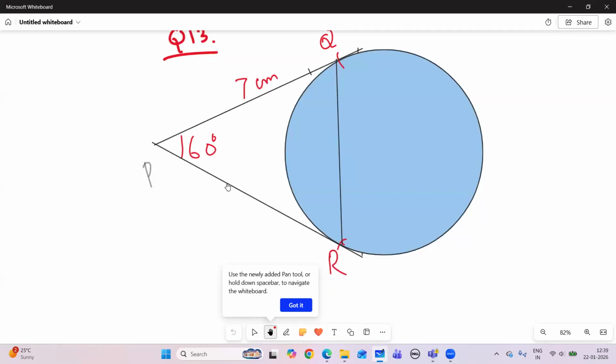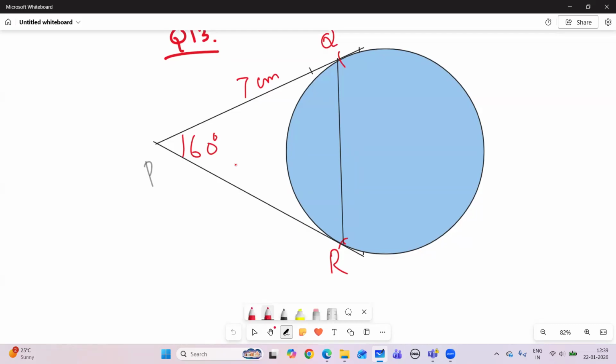Okay. Now, look at these two tangents. From the same external point, tangents are drawn to the same circle. Therefore, they will have equal lengths. Means this side and this side will be of equal length. PQ will be equal to PR. Means this also will be of 7 centimeters.